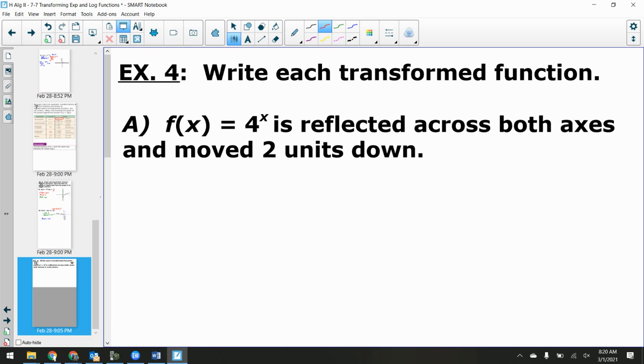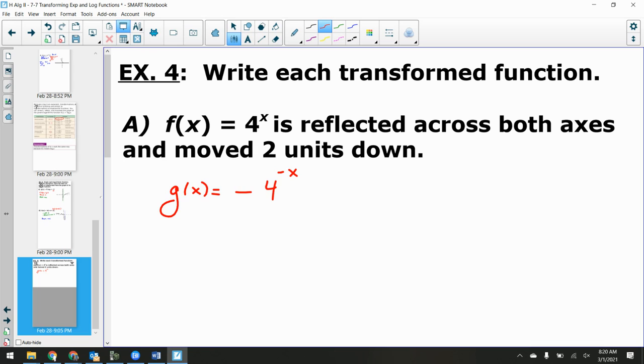Let's now write them. This was just seeing what they were based on the equation. Now let's write them. F of x is equal to 4 to the x. That's my parent. It's reflected across both axes and then moved down 2. So let's see what happens. Here's my g of x. All right, so let's perform the reflected across both axes. Well, that's nice. I don't even need to remember where it goes. I make them both negative, right? Down below and up in the exponent.